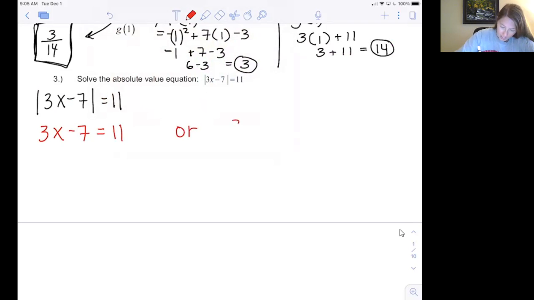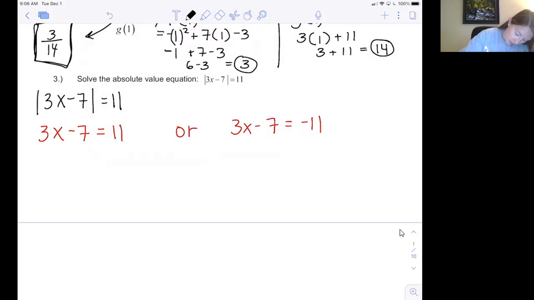Or 3x minus 7, so still no absolute values, equals -11. The reason why is that these absolute values turn everything from a negative to a positive. It changes everything positive. So in here, I could end up with a -11, but then the absolute values will make it positive. If that doesn't make sense, it's fine. So just remember that when you're solving for absolute values, you are going to set it equal to the positive answer, and then set it equal to negative.